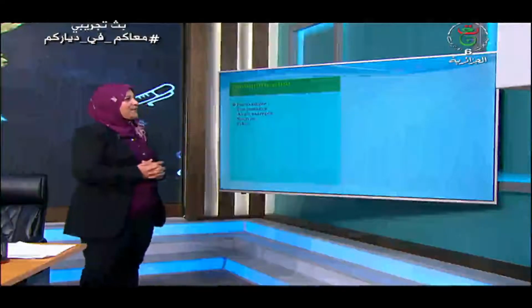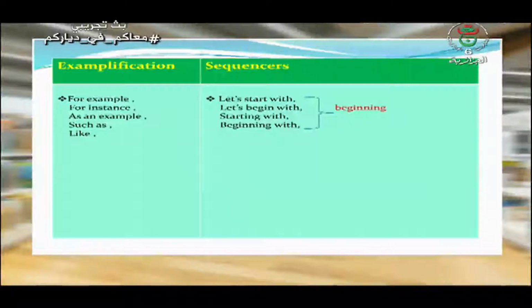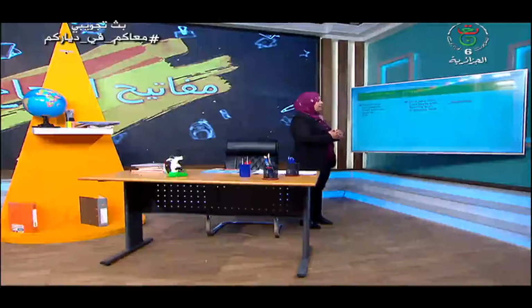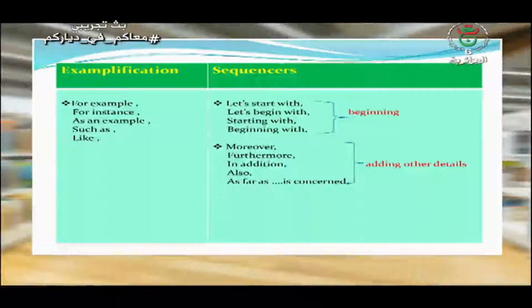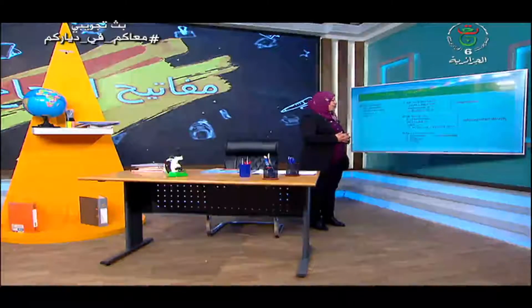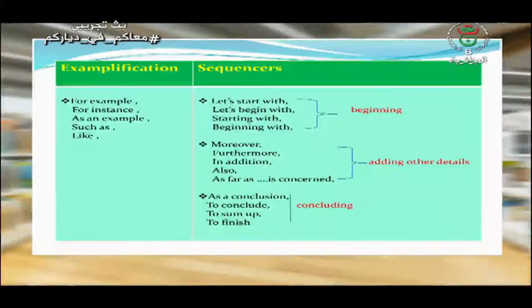it deals with sequencers. What are the sequencers? Since we are dealing with ideas, we have sequencers that we use when we begin our ideas, like let's start with, let's begin with, starting with, beginning with, and others. You have others when you use them to add further details, like moreover, furthermore, in addition, also, as far as, and concern. And the last set is link words that we use when we want to conclude: as a conclusion, to conclude, to sum up, to finish.